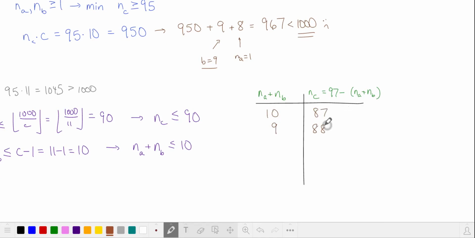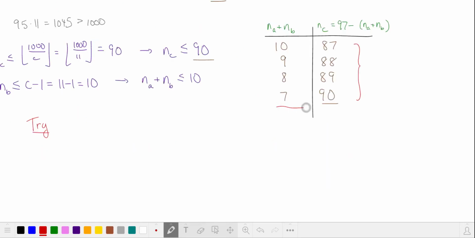We fill in the rest of these values until we reach our maximum value of NC, which is 90. If any of these values satisfy our condition, then we will have found our first value of C. Let's start at the bottom and try NA plus NB is equal to 7. This is equivalent to B equals 7, and the number of 1-cent stamps is equal to 6.